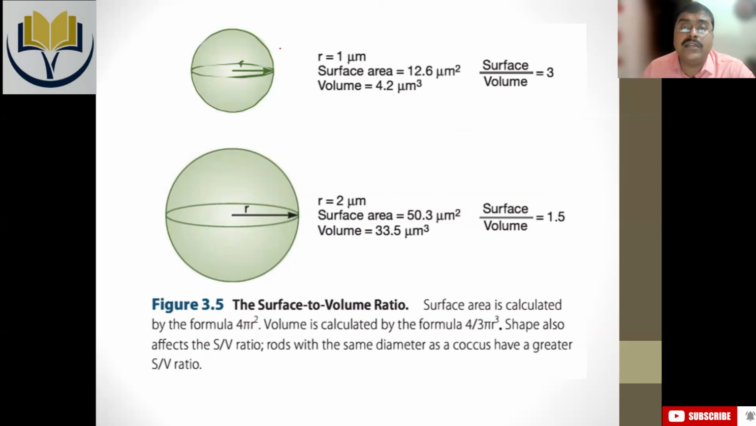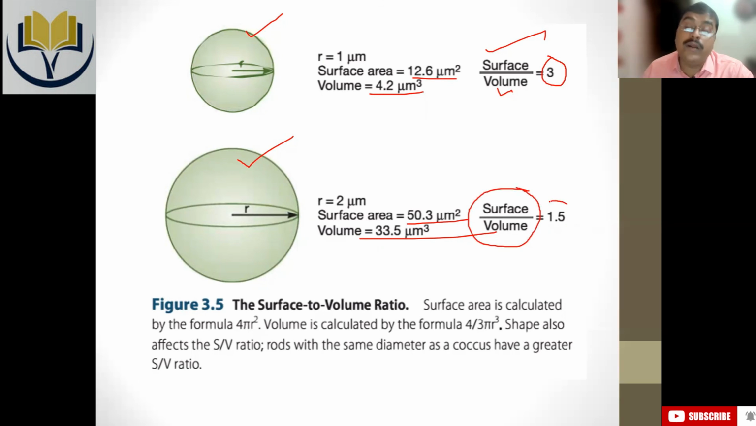This particular sphere has a low surface area, 12.6 micrometer square, and a volume of 4.2 micrometer cube. If you divide the surface area by the volume, the resulting factor is 3. But if you increase the size of the sphere, then what will happen? The surface area will increase along with the volume, and the ratio will go down to half. So the smaller the size, the higher the surface area to volume ratio.